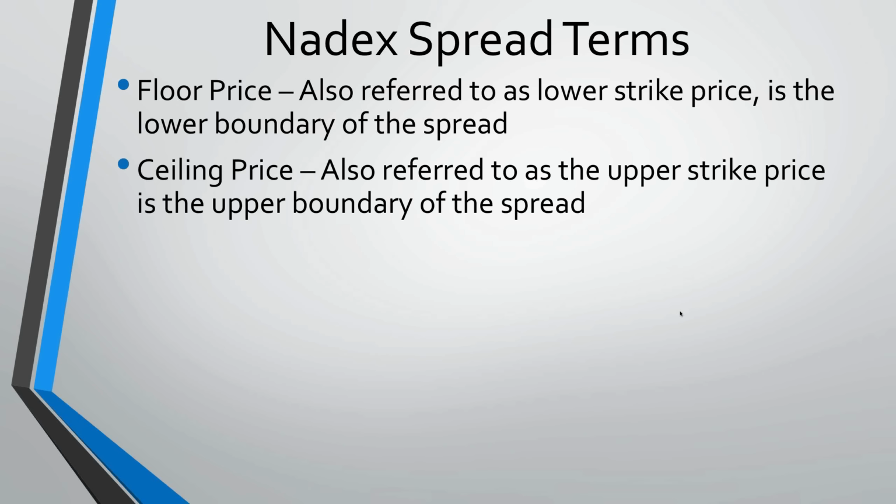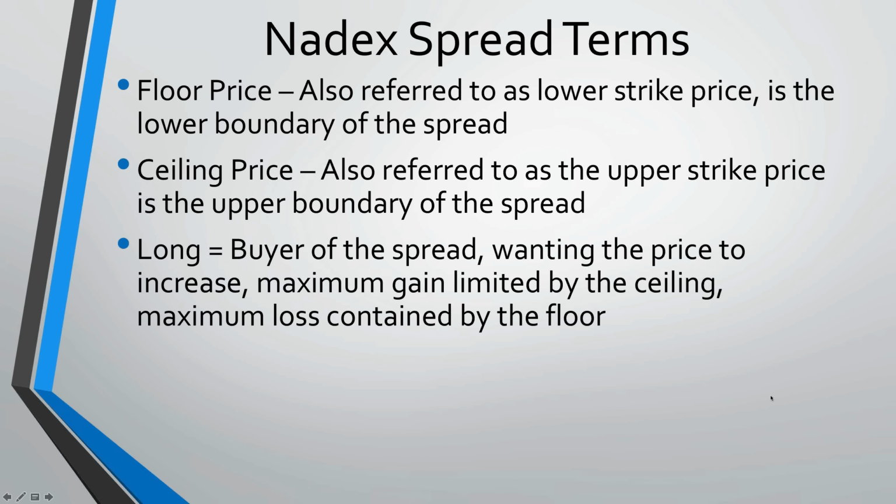So if you look at a US 500 Nadex spread that has a range of 2,000 to 2,200, the floor price is 2,000, the ceiling price is 2,200. The lower strike price is 2,000. The upper strike price is 2,200.